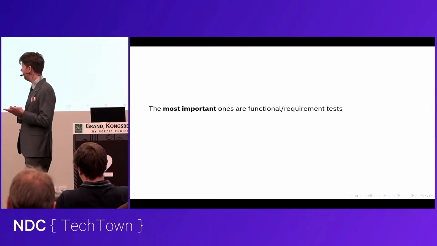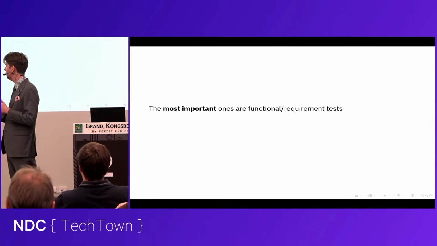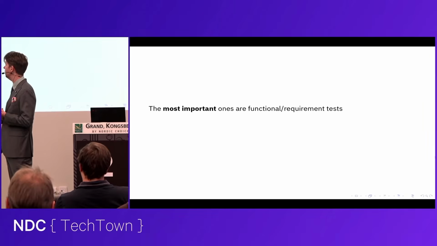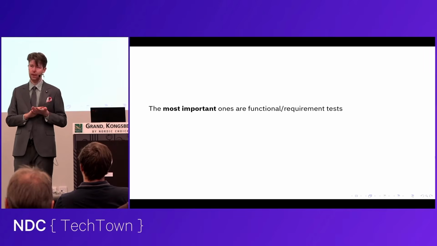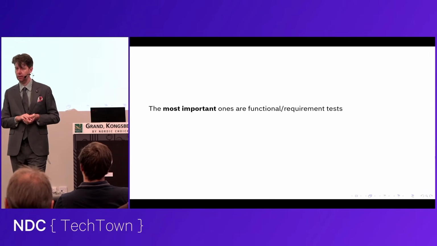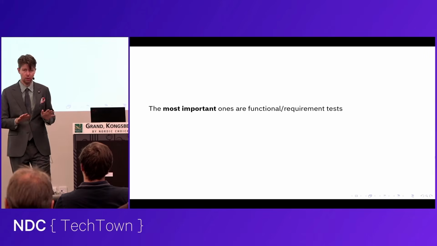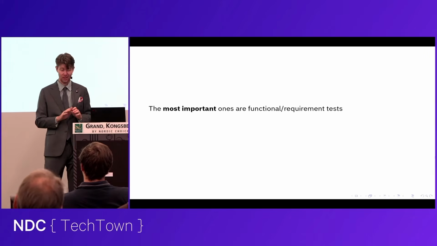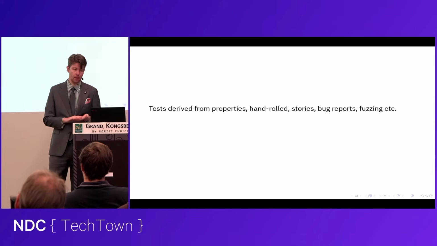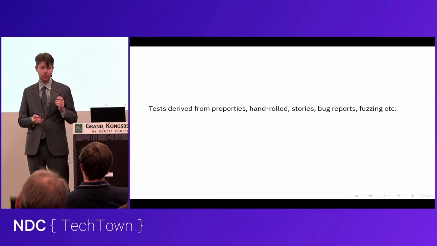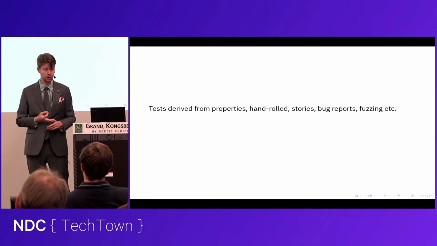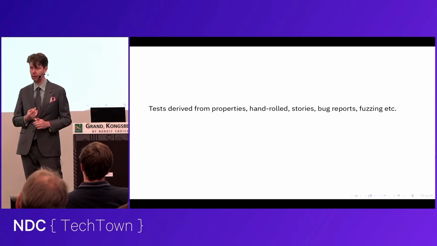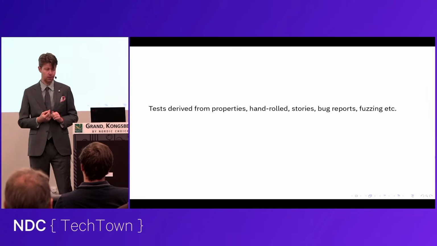Now, I would like to take a step back and just reiterate that the most important tests that you do are your functional and your requirements tests, right? Start there every time. And actually, that's really the only thing that you should be caring about. That means your tests that are derived from properties, they might be hand-rolled, you might have bug reports and stories, you might get them from fuzzing, but these are the important tests, right?